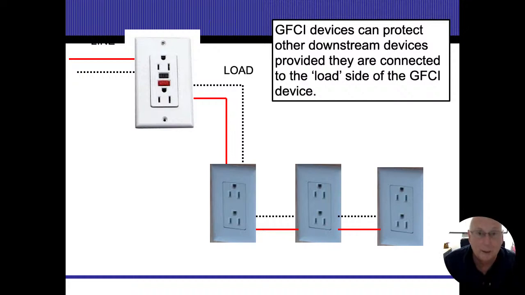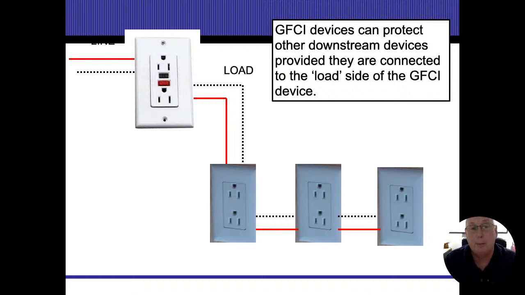So line and load, a couple more words that I guess we should know. Line side is anything that goes towards where the power is coming in from. Doesn't matter where I draw my line. In this case, we're going to take that GFI outlet. Anything toward the power source is the line side of that outlet. Anything toward where the work is being done is going to be the load side of that outlet.